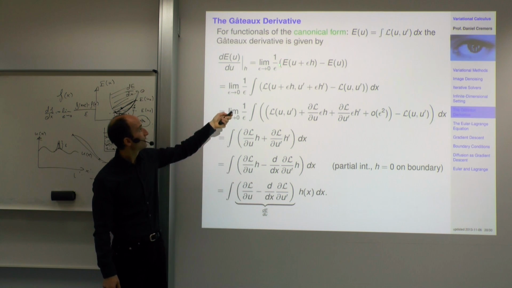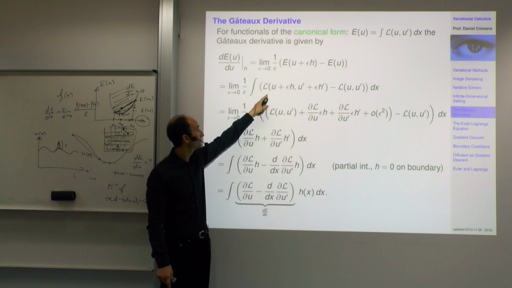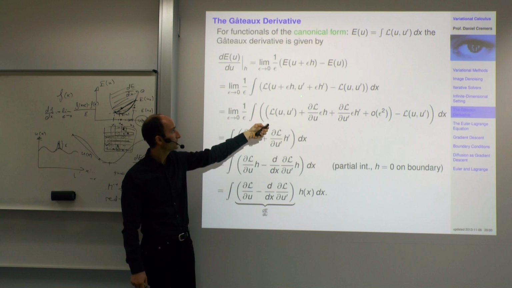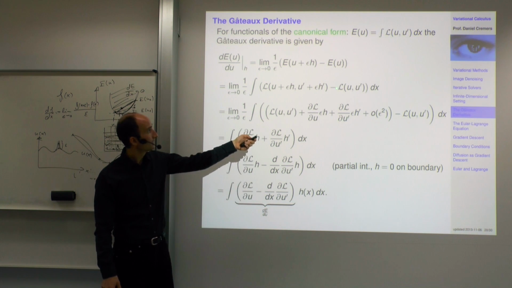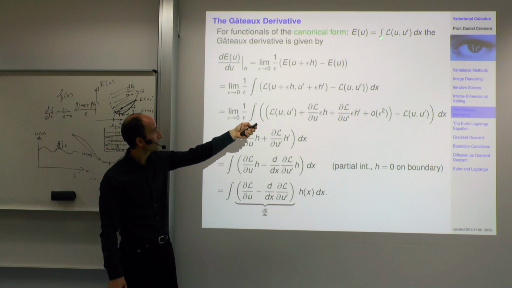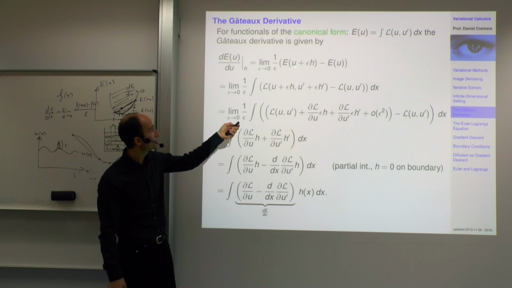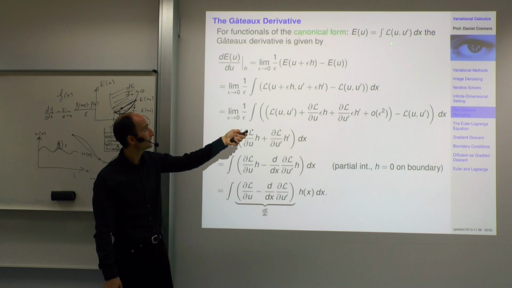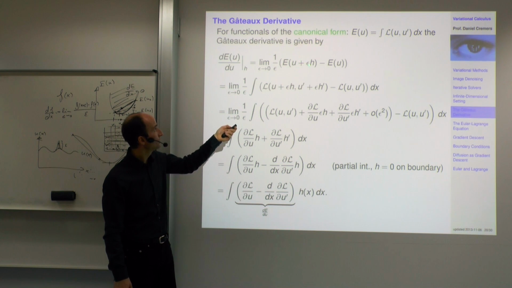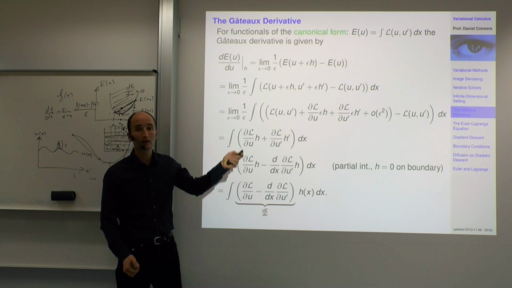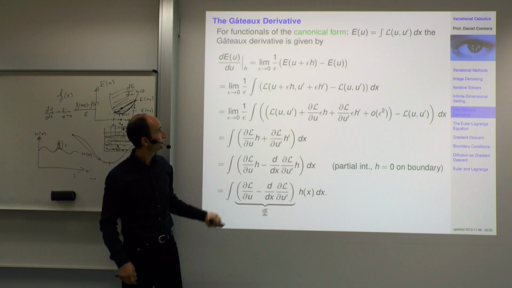So E of u plus epsilon h will be integral L of u plus epsilon h and u prime plus epsilon h prime, minus integral L of u, so that would be this E of u here. Right, so all we do is for these two energies we plug in this expression, and we keep in mind if we perturb u by epsilon h, then similarly the derivative is perturbed by epsilon h prime.